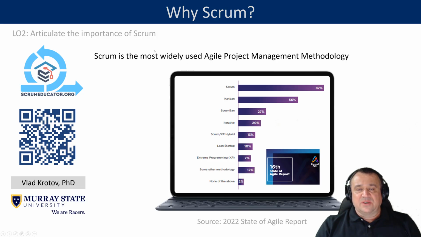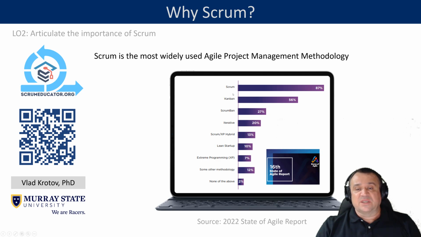So why Scrum? Why are we learning Scrum? Why are we discussing Scrum here? Well, Scrum is the most widely used agile project management methodology. Numerous surveys show that Scrum is by far the most commonly used methodology among organizations, especially in the information technology field, like software companies or technology companies. In the so-called 2022 State of Agile report, it was stated that, out of all organizations practicing Agile, approximately 87%, an overwhelming majority, practice Scrum specifically.